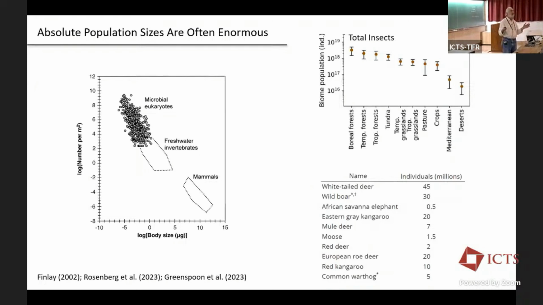Now, that's a tiny population. You might think, well, natural populations, unless they're endangered species, are a lot larger than that. And in fact, they typically are. So this is a plot from several years ago by Finlay. This is the scaling of the number of individuals per meter squared as a function of organism size. And you can see that bigger things typically have smaller population sizes. That won't surprise you. But this is per meter squared, so you'd have to multiply that by geographic range to get some idea of the absolute head count.